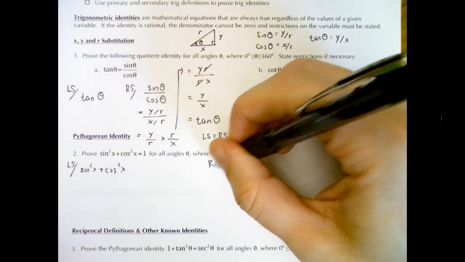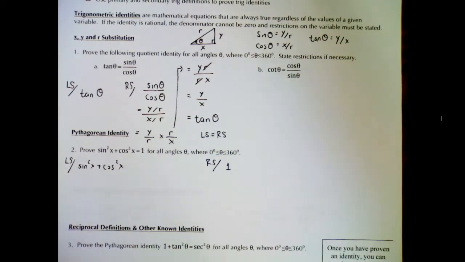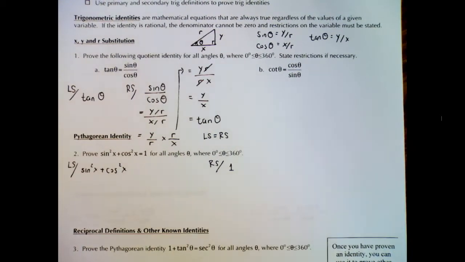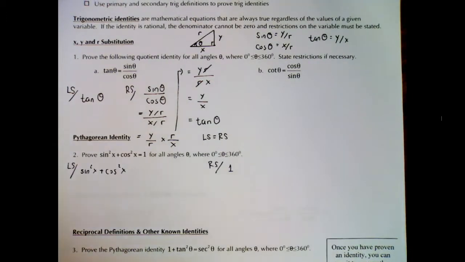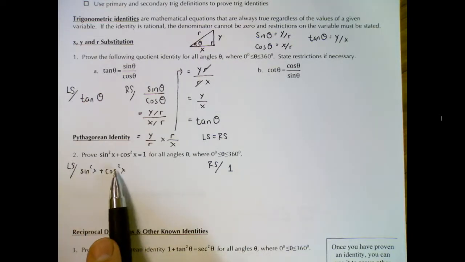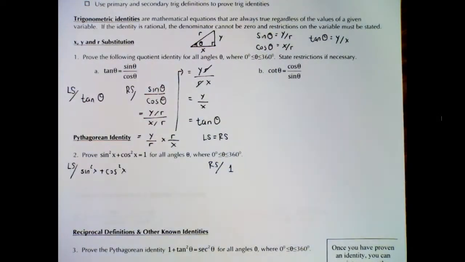And right side. Now you might ask, what side should you start working with? Well, if you're doing XYR substitution, you're going to work with the complicated side because there's stuff that you can do. If we replace these with X, Y, and R, there's going to be something there. If we replace 1 with X, Y, and R, there's so many places we could go.